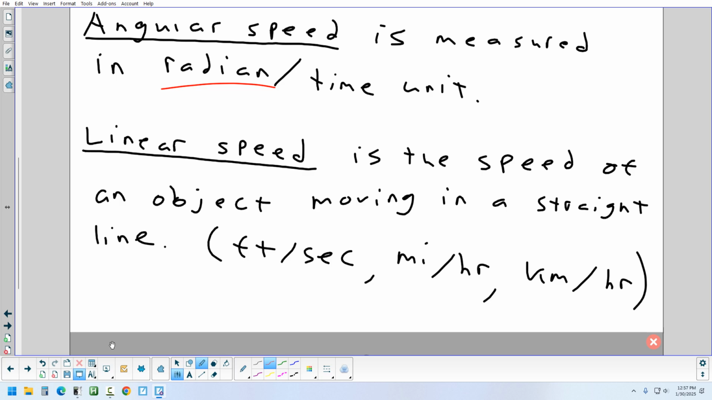Okay, so any question on the difference between what kind of unit measures angular speed and what kind of unit measures linear speed? Angular is something revolving. Revolving has to be radians, degrees, or revolutions. Straight line distance, there's lots of units you can use to measure a straight line.